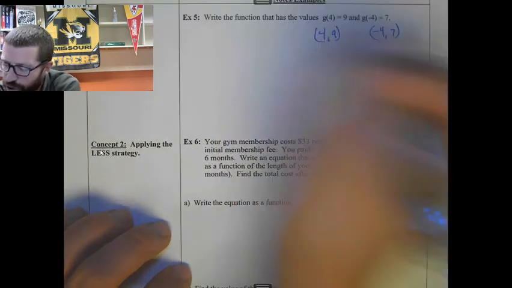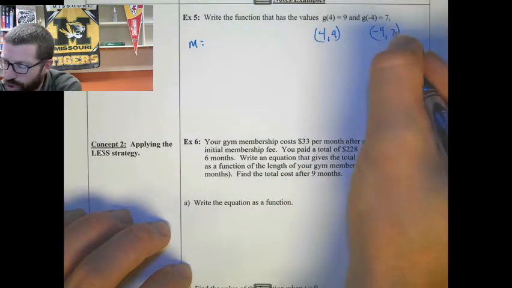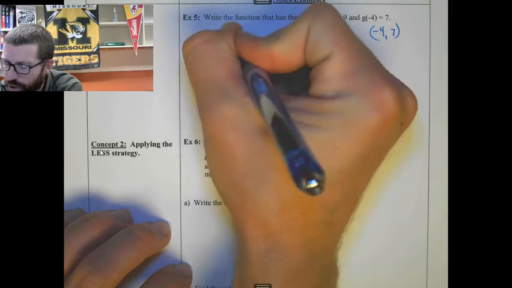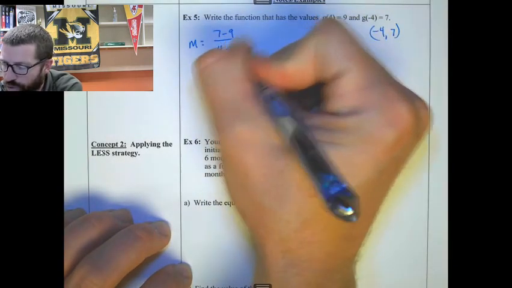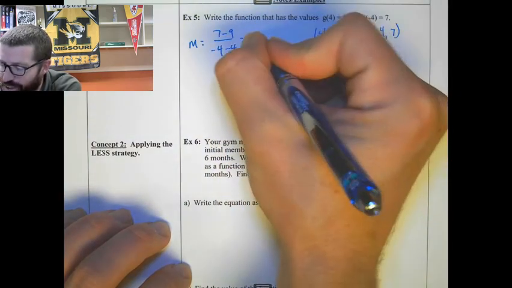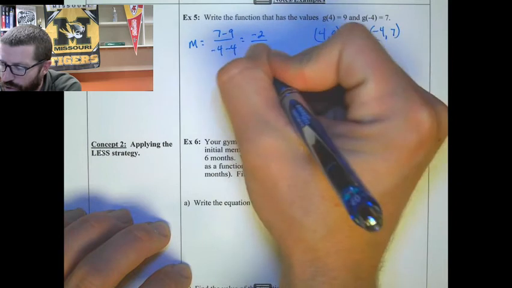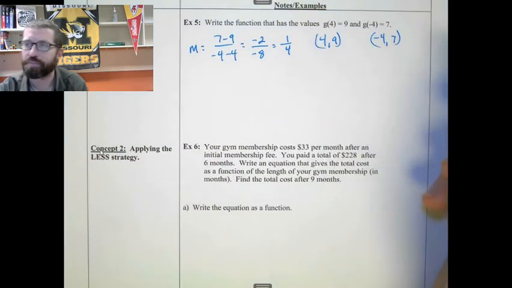Okay, so let's find our slope. Slope is always the first thing we want to look for. So I'm going to do 7 minus 9, and then -4 minus 4. Be careful with your signs. 7 minus 9 is -2, and then this is -8. So you get 1/4 for your slope.